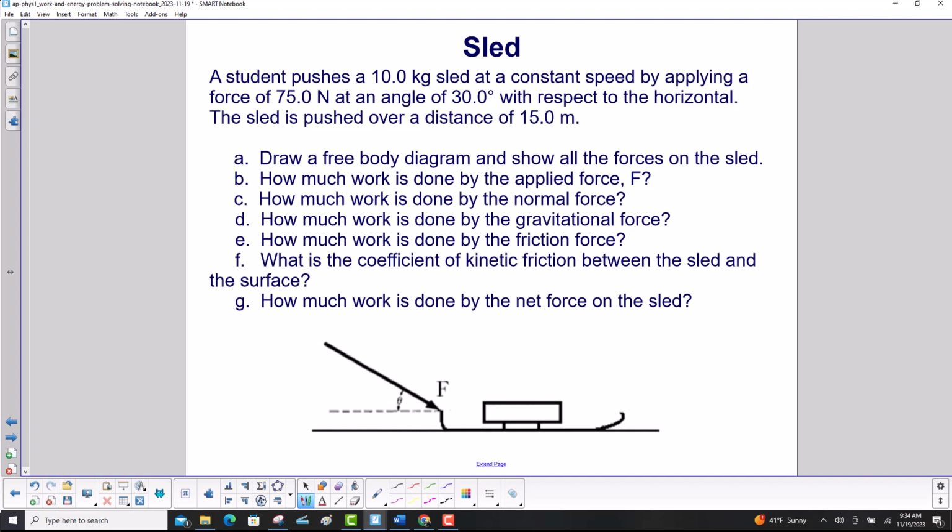A. Draw a free body diagram and show all the forces on the sled. B. How much work is done by the applied force F? C. How much work is done by the normal force? D. How much work is done by the gravitational force? E. How much work is done by the friction force? F. What is the coefficient of kinetic friction between the sled and the surface? And finally, G. How much work is done by the net force on the sled?